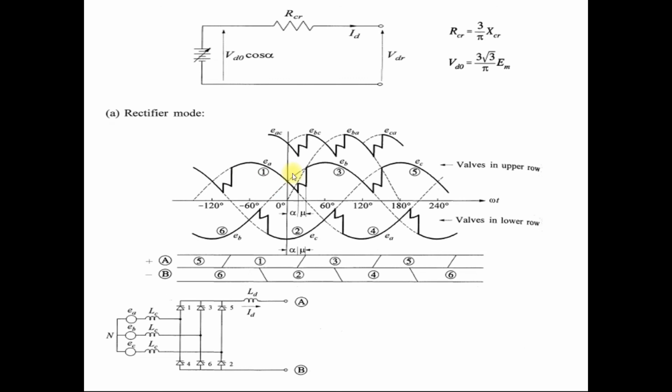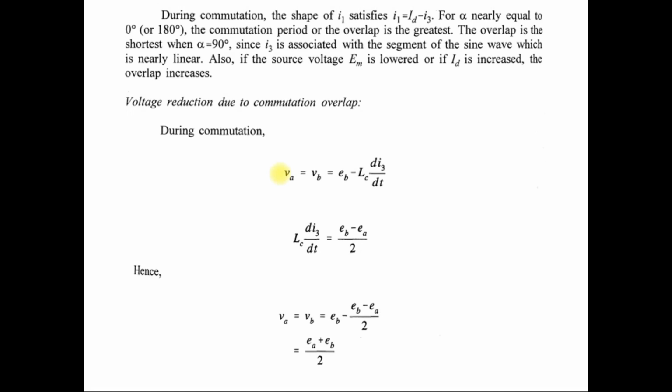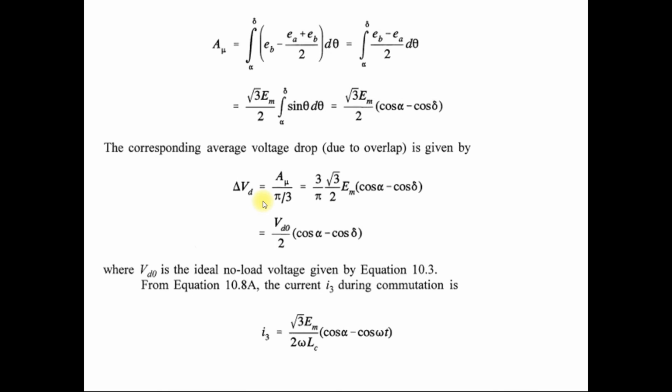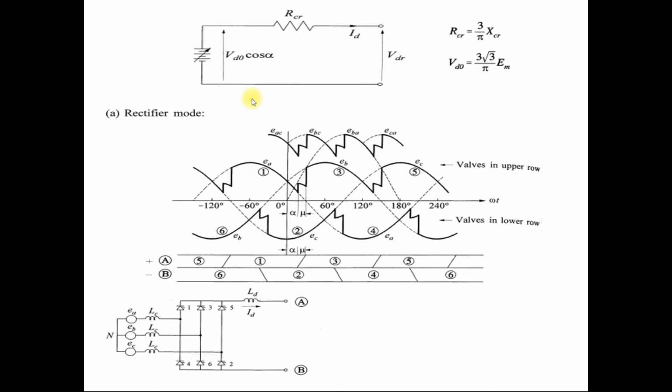In the previous slide, we saw only this waveform, the line to line voltage. This is a line to line voltage. This is a phase voltage. In the previous waveform, when we calculated this commutation voltage drop, we saw only this waveform to calculate the delta Vd. But now we draw the waveform for the full complete cycle, 0 to 360 degrees. So you can see this full waveform. We already drew this waveform in the last lecture, so you can understand this.